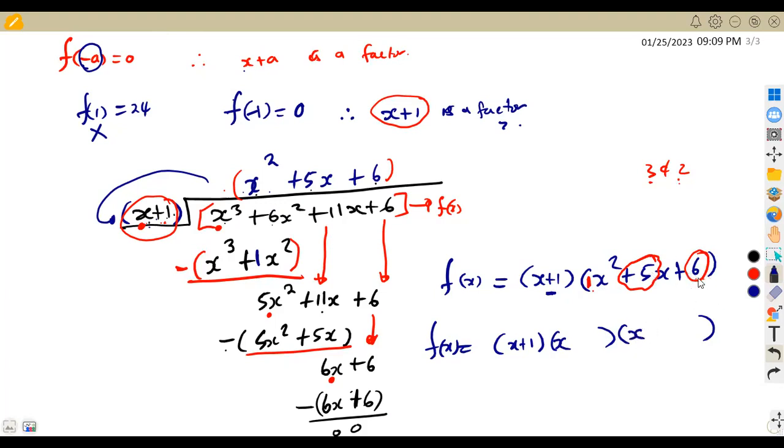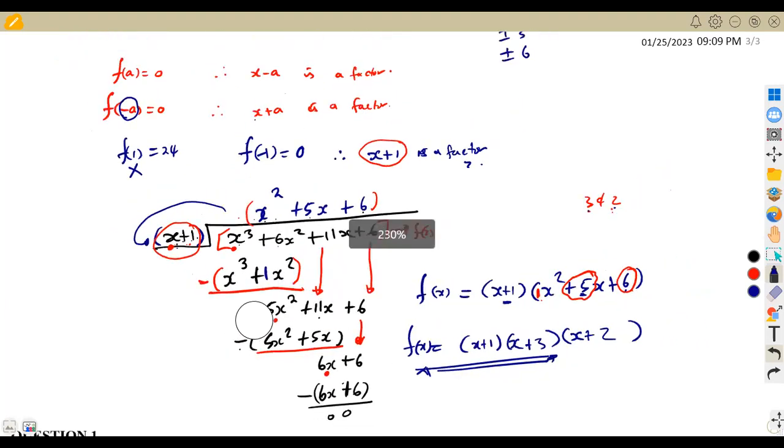We said the factors of 6 that, when we add, we obtain 5 are 3 and 2. So we're going to add 3 and 2. That's our f of x when factorized completely, and that is our final answer.